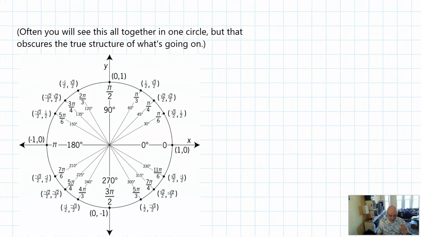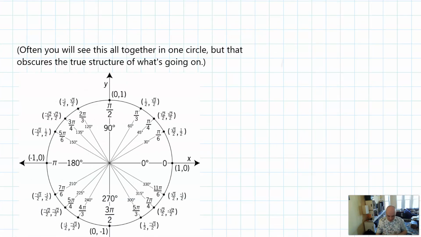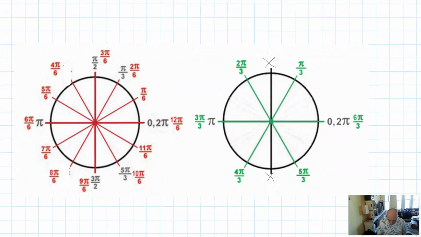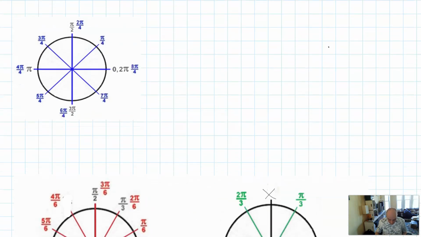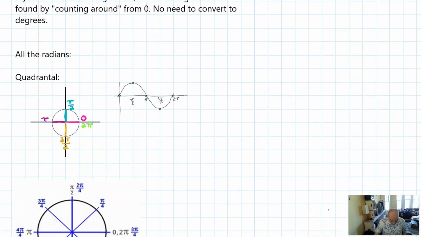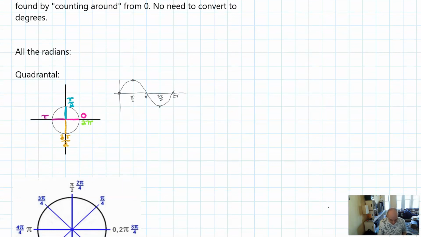So my advice to you would be not to use this unit circle, but instead to think about the unit circles that are even divisions around: the pi over 3 circle, the pi over 6 circle, the pi over 4 circle, and the pi over 2 quadrant circle.